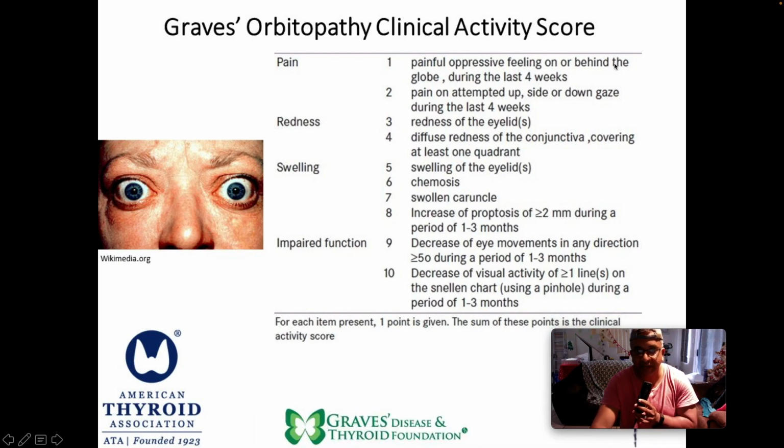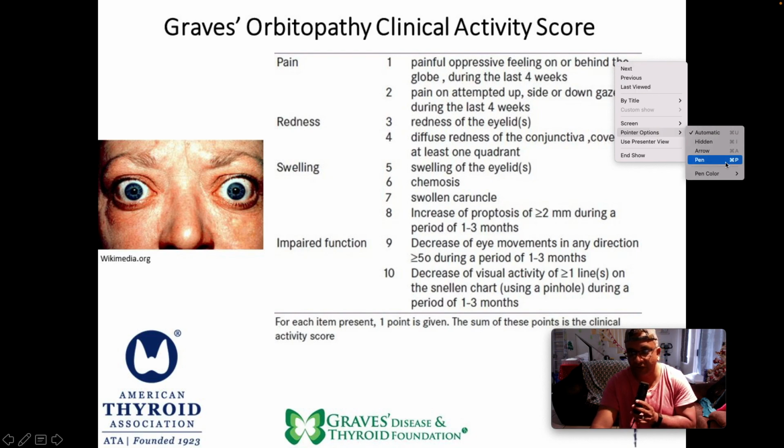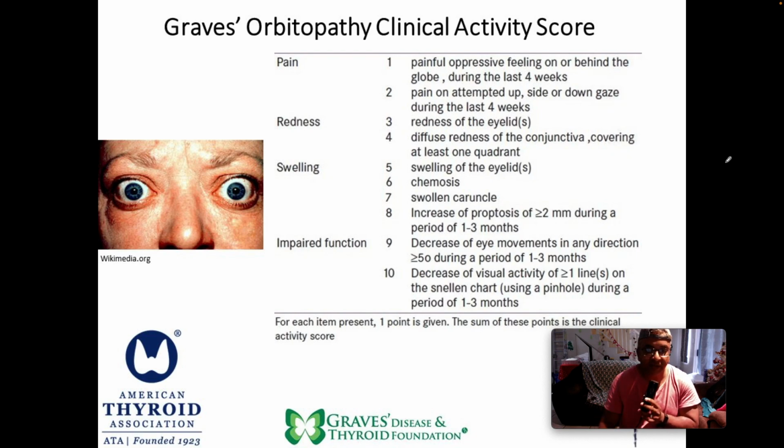Okay, and there's basically a couple of parameters here, right? So we're just going to go through this. Remember, for each item, 1 point is given. The sum of these points is the clinical activity score. A composite score of 3 or more means you want to use corticosteroids in this patient. 2 or less means we can just use conservative measures like selenium and protective eye drops, etc.